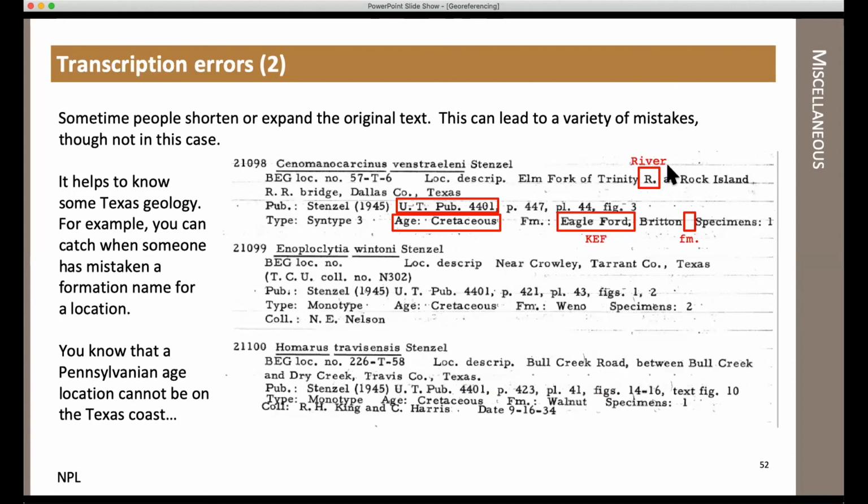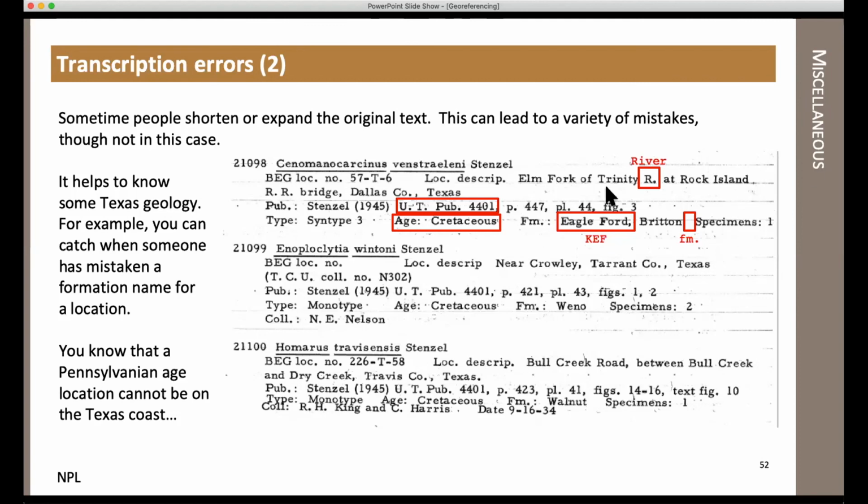So on the specimen, it said river, this says R. Somebody actually put in the publication number here, which wasn't specifically listed on the specimen. Here's the age. They expanded KEF to Eagle Ford. They left off formation. One of the things that happens is things like R's sometimes look like road. Formations sometimes get interpreted. Somebody read the original label and thought it was a place rather than a formation.